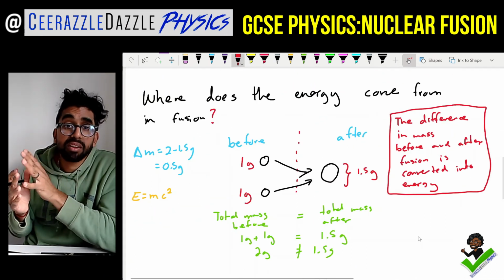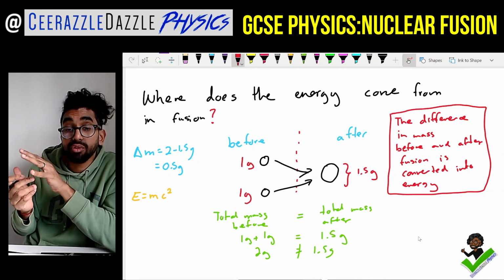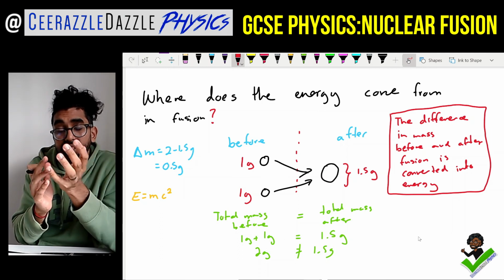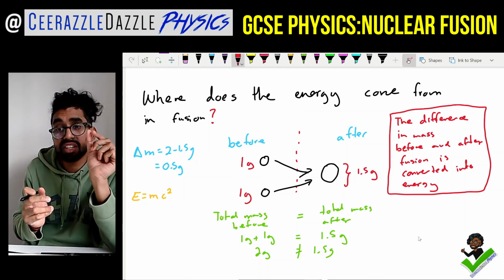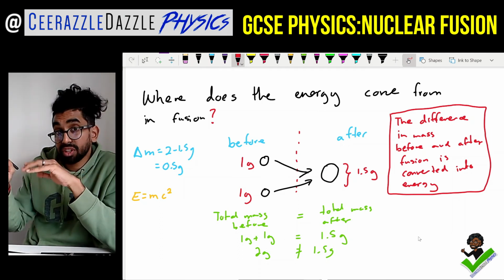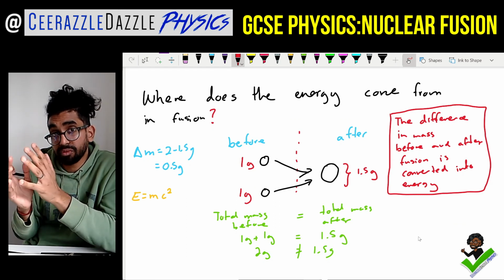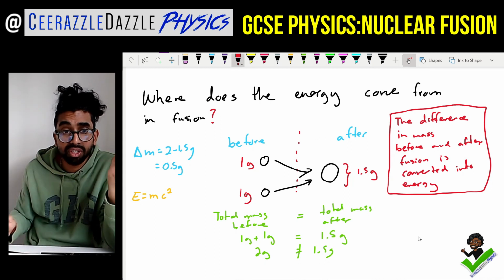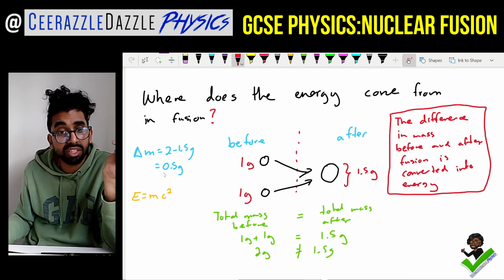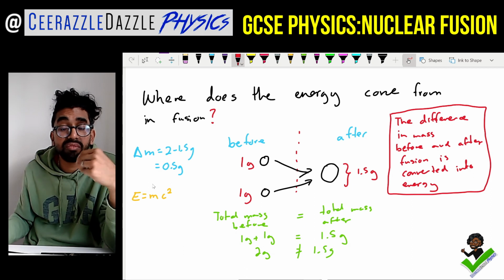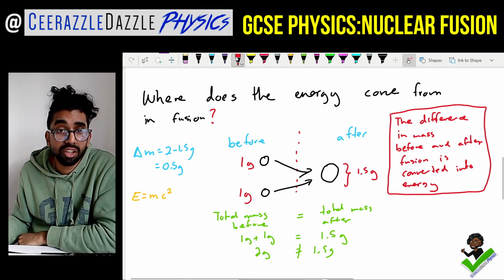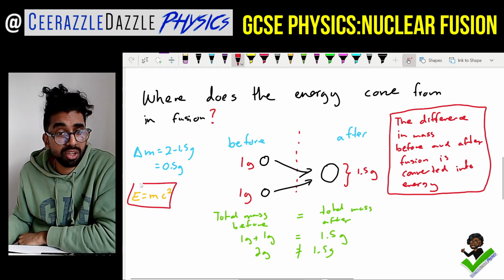And then we talked about where the energy comes from in nuclear fusion. Well, the difference in mass of everything before and everything afterwards is converted into energy, guys. Because if you were to look at the total mass of everything before and the total mass afterwards, they're not the same. You can see the difference in mass is 0.5. That is then converted into energy using Einstein's equation, E equals mc squared. You don't have to know that one, yeah? But it's nice for us to know a bit of extra info.